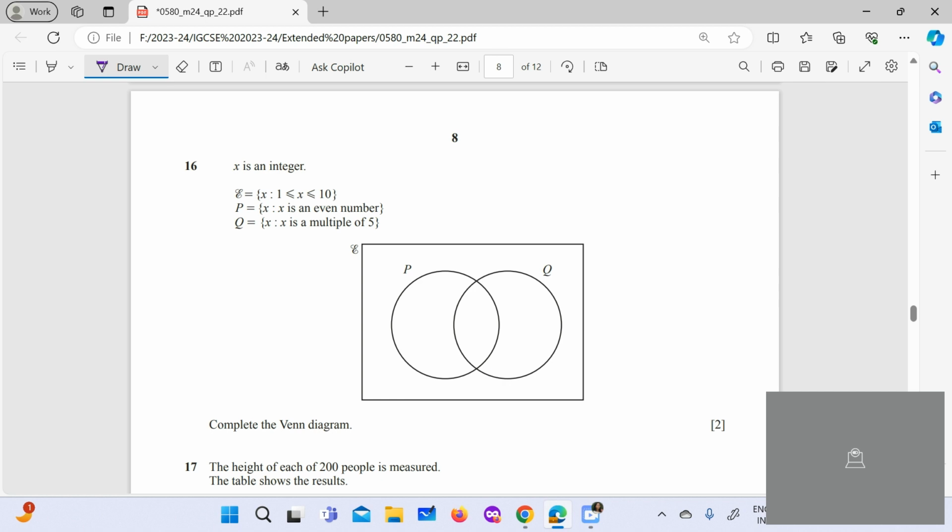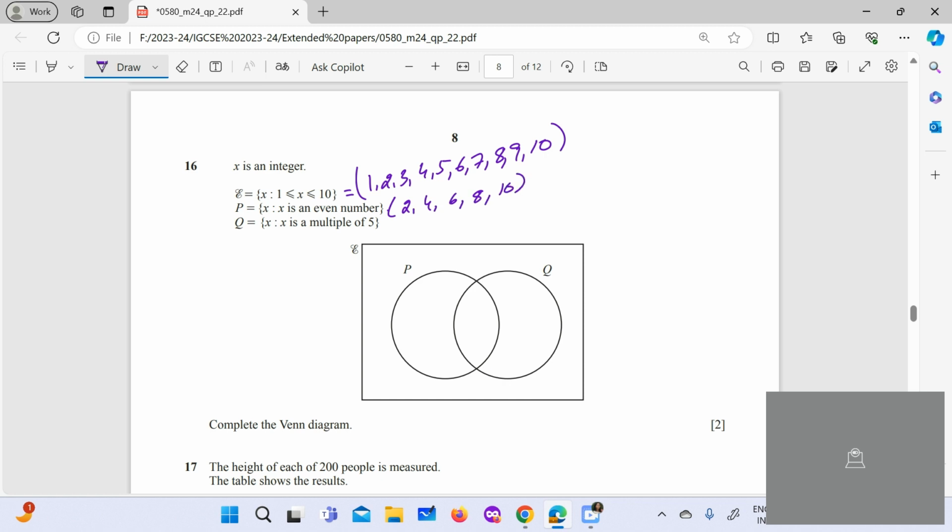This is x is an integer where the elements are x such that x is greater than or equal to 1 and x is less than or equal to 10. So this is important, means your elements are 1 to 10. Okay, so 1, 2, 3, 4, 5, 6, 7, 8, 9, 10. So this is your universal set. And P, the elements of P are x such that x is an even number. So you have to choose this even number from this. So it will be 2, 4, 6, 8, 10.